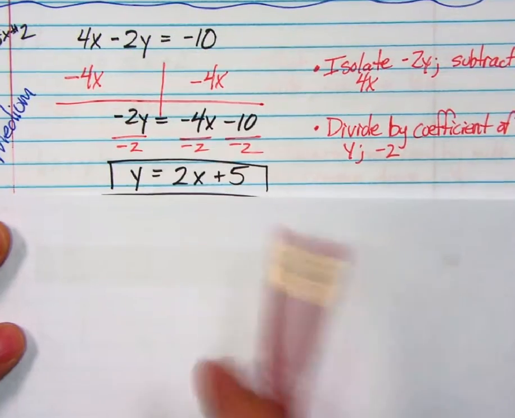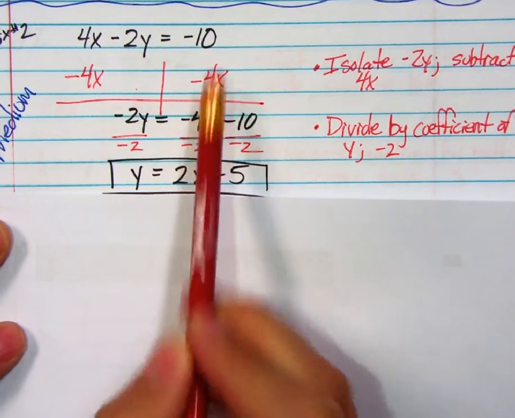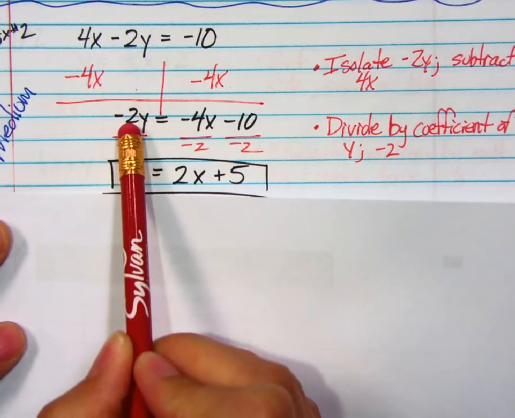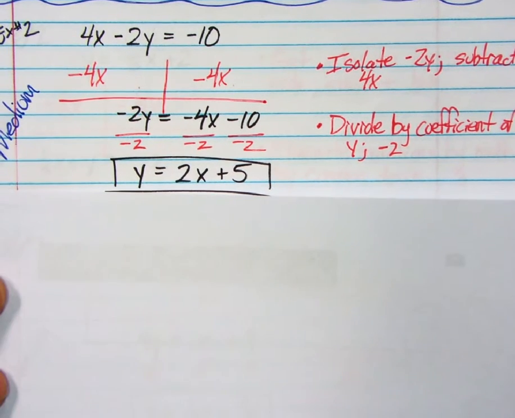There you go. That's what I got. I subtracted the 4x to get this by itself, 4x alone, -10 over here, and then divide by -2. This one came out to be nice and friendly with my numbers, and that's why it's a medium question.